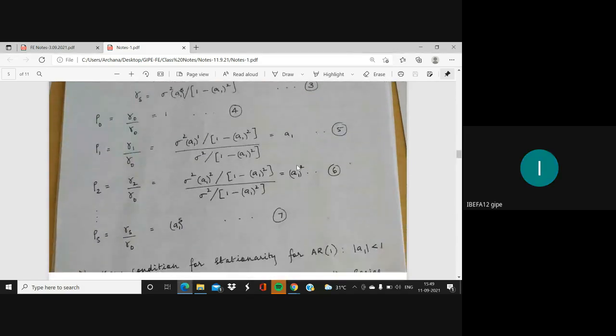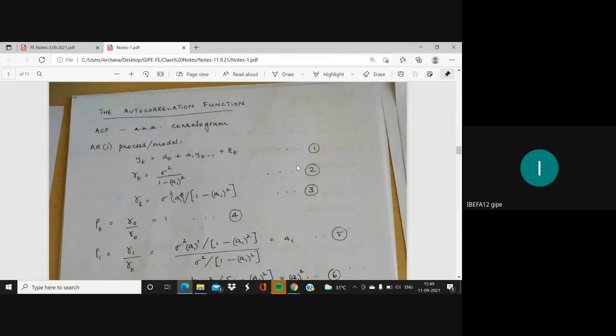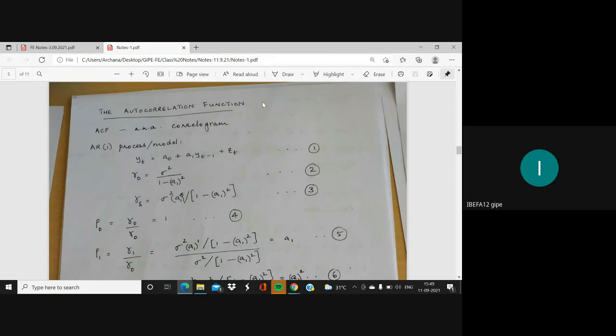We'll quickly look at the autocorrelation function for an AR1 process, and then we'll switch to another topic. If you remember the autocorrelation function, we had briefly mentioned this and discussed the formula for calculating the autocorrelation coefficient. This is very similar to the correlation coefficient, but here, since you're looking at the correlation between yt and its own past values, that's why the term autocorrelation is used.